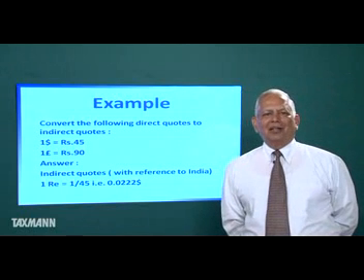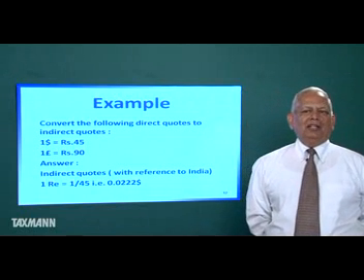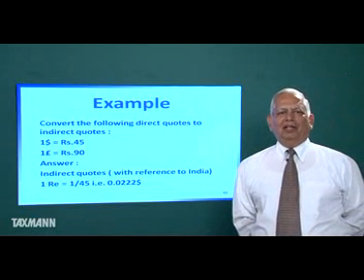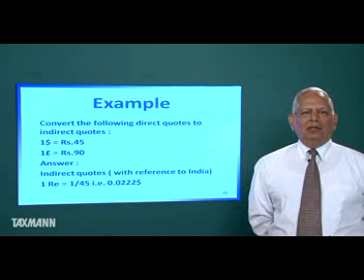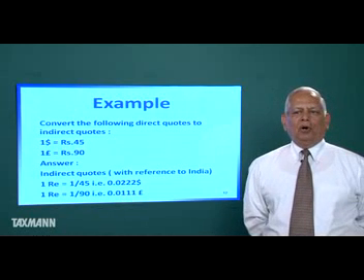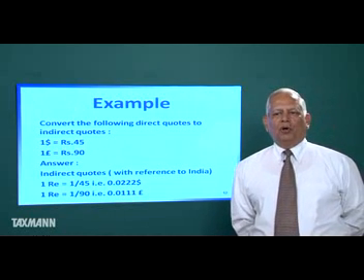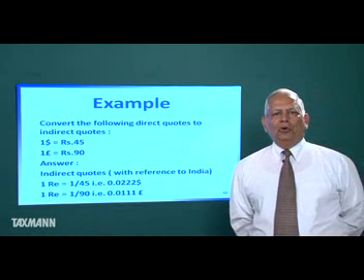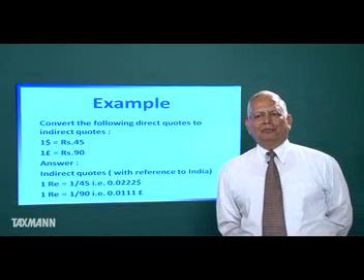The second rate is 1 pound is equal to rupees 90. We have to find the value of 1 rupee in indirect quote. We have to find the value of 1 rupee in terms of pound, and the value of 1 rupee in terms of pound will be 1 upon 90, that is 0.011 pound.